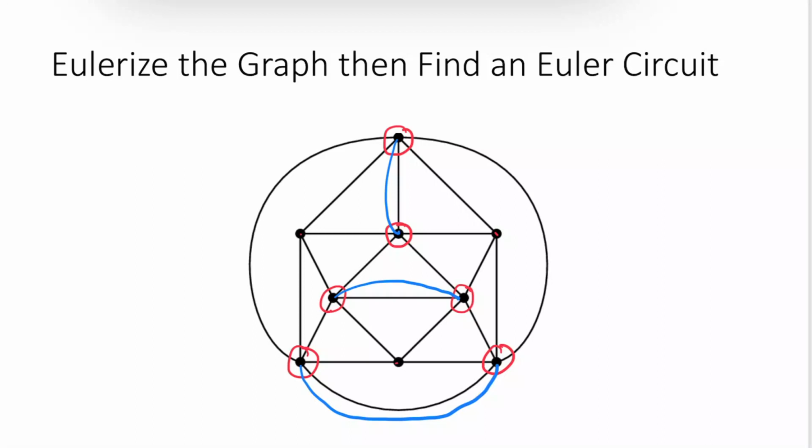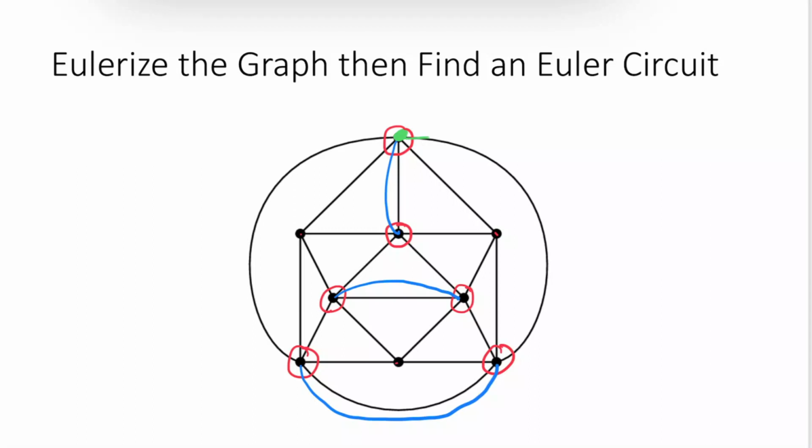And on some of your assignments, you'll also be asked to find an Euler circuit on the graph that you Eulerized. So if that's the case, then you would just use Fleury's algorithm. With Fleury's algorithm, you can start on any vertex. So maybe I might start here, and then you just keep on choosing edges to delete, making sure that it doesn't create a disconnected graph.